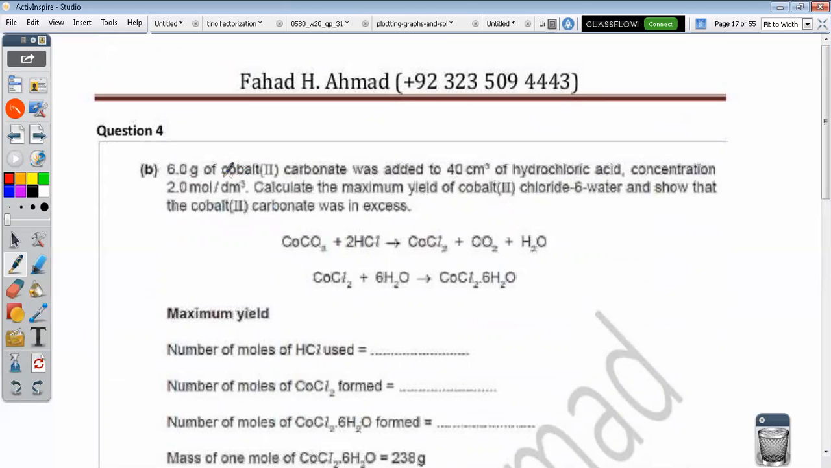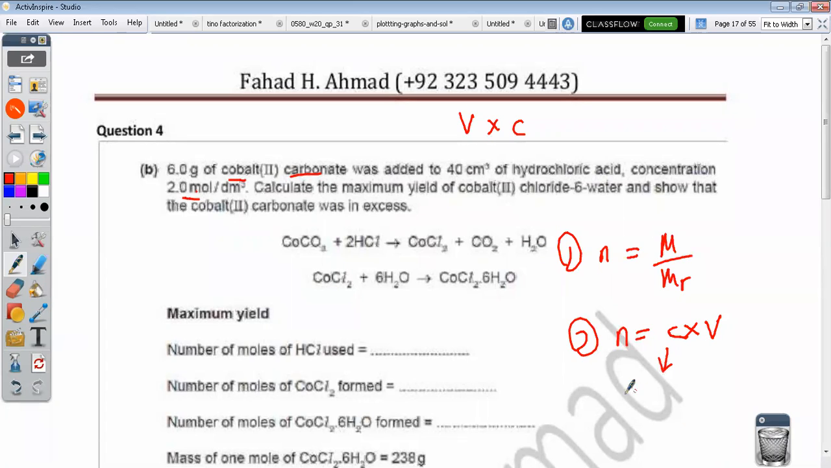6 grams of cobalt carbonate was added to 40 cubic centimeters of this. So the moment they give you volume and concentration, you should know a special formula. Number of moles, besides with number one, I said number of moles is mass divided by Mr. The other formula that you always need to memorize is number of moles is concentration times volume. Clear? Number of moles is concentration times volume, where my concentration is in moles per cubic decimeter, and my volume should be in cubic decimeters. Because 1,000 cubic centimeters gives you 1 cubic decimeter.